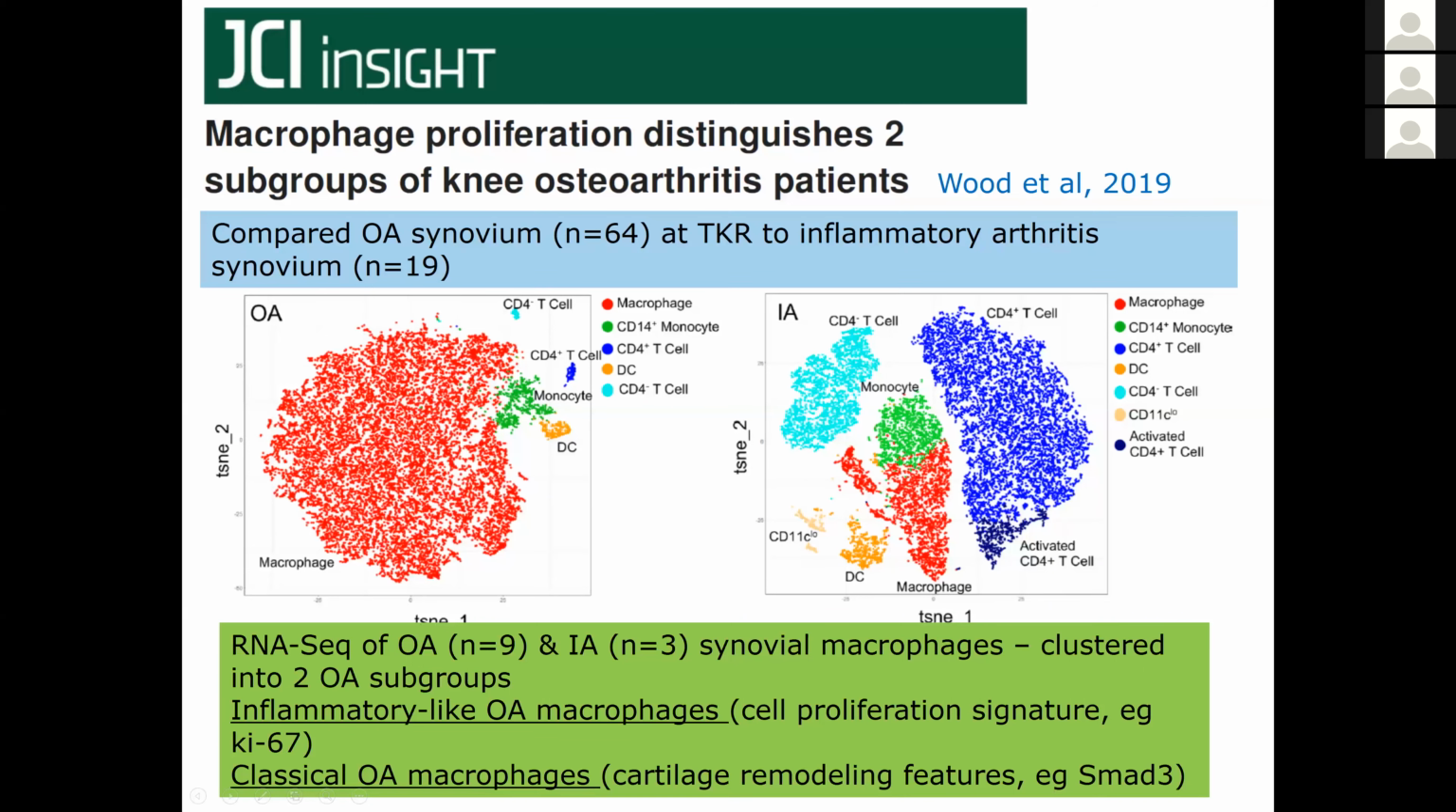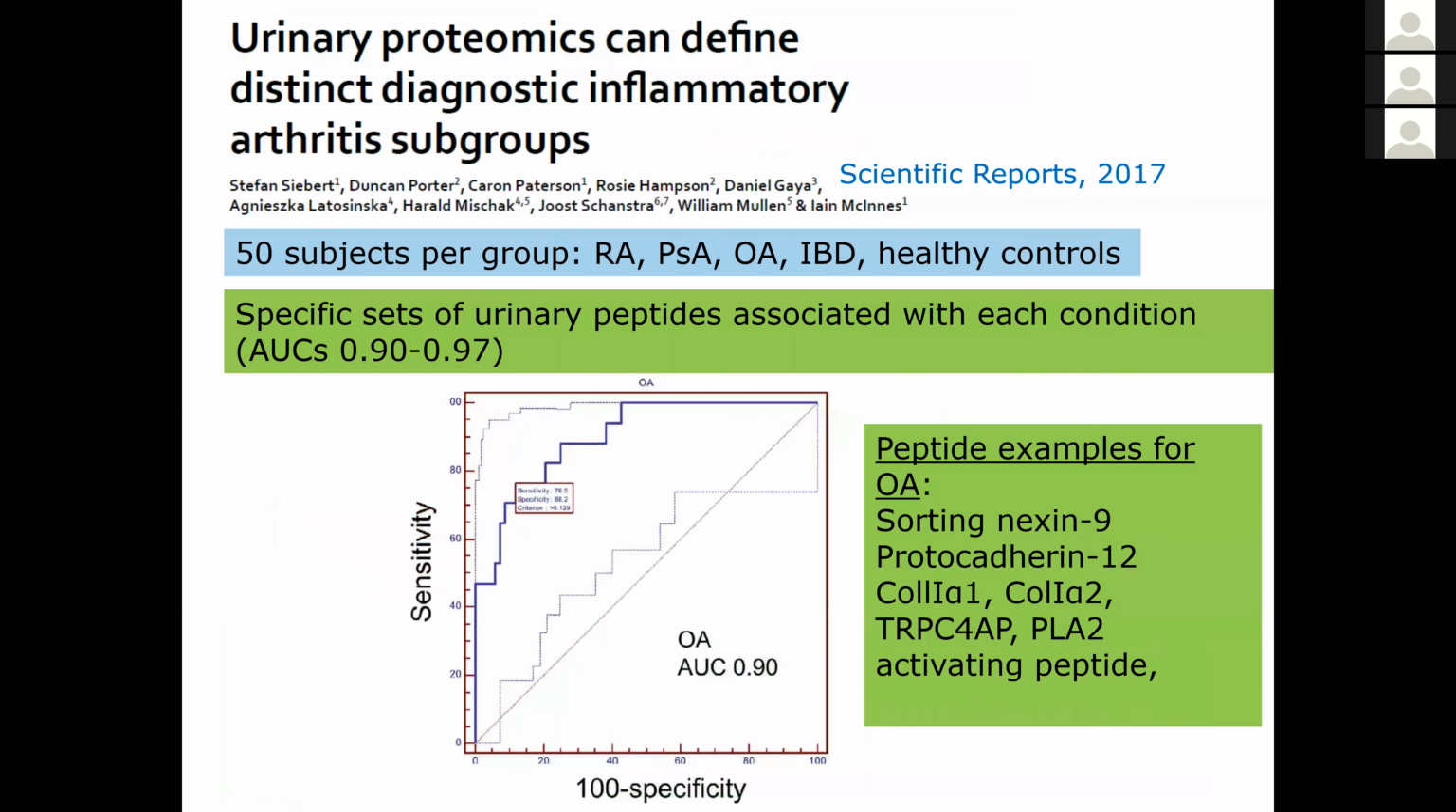And then finally, as I mentioned, proteomics and metabolomics is being used. So this was a study, again, comparing 50 people per group of different types of arthritis, so rheumatoid, psoriatic, OA, arthritis associated with inflammatory bowel disease, and in healthy controls. And then they looked at specific urinary peptides to divide up each condition, and really pretty good area under the curve to define OA compared to the other groups of 0.9.